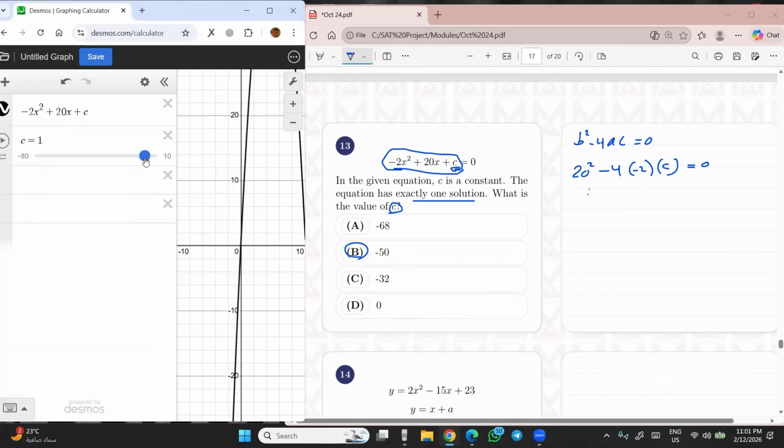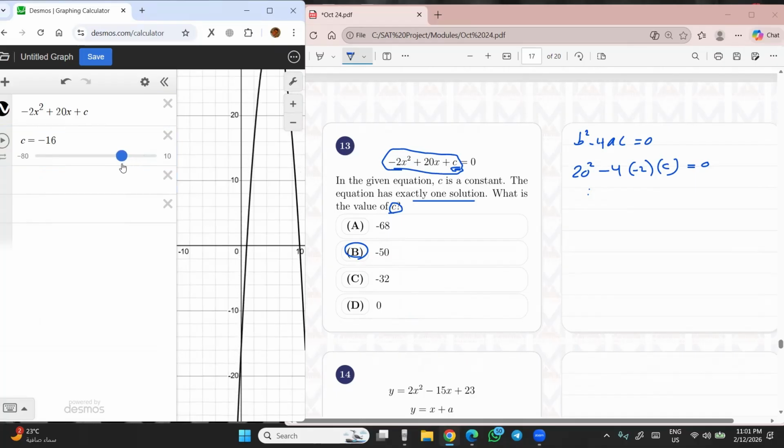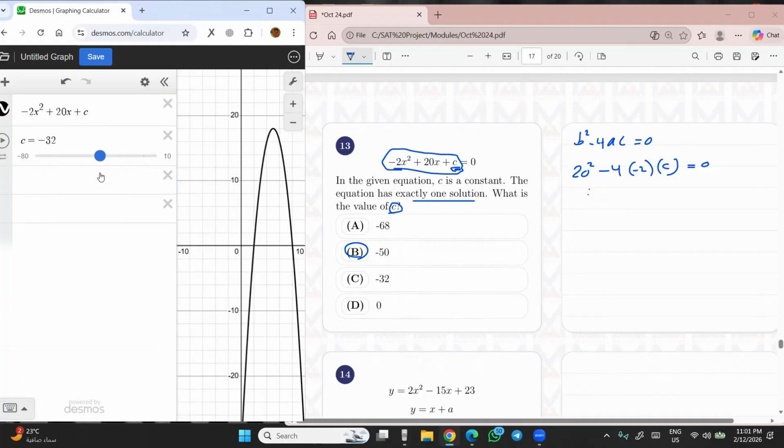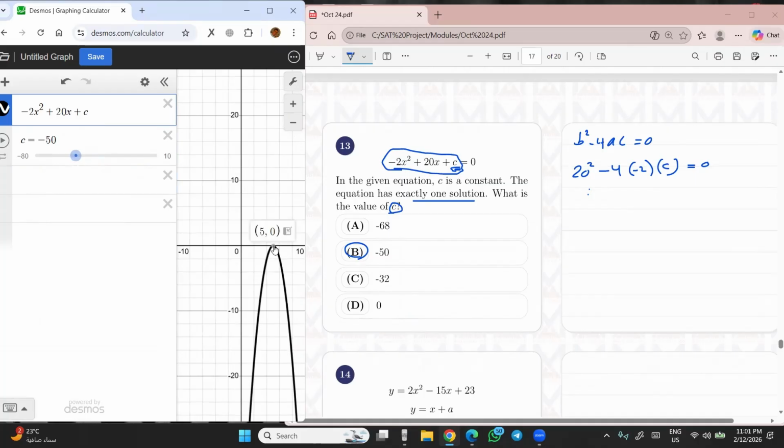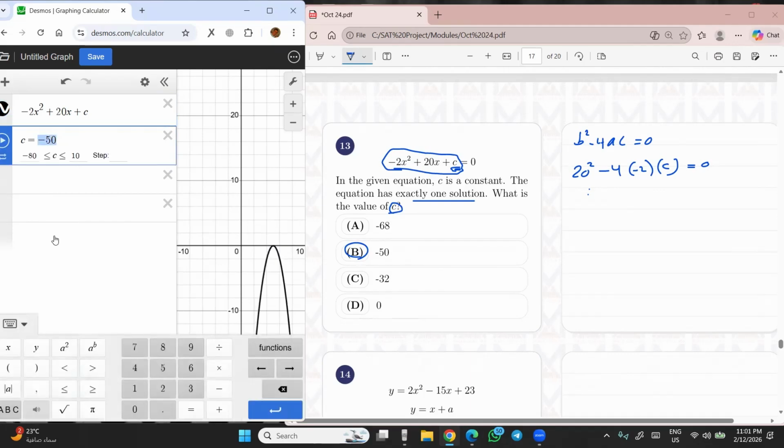So let's move the value of c and look at what happens in the graph. When the graph touches the x-axis in 1 point, this is only 2 points. This is 2 points now. We need to move until this vertex comes here. So just move the point and then stop here. Look at what happens, only 1 point. 5 and 0 is the value of x and y, but we need to get the c. C is here, negative 50.